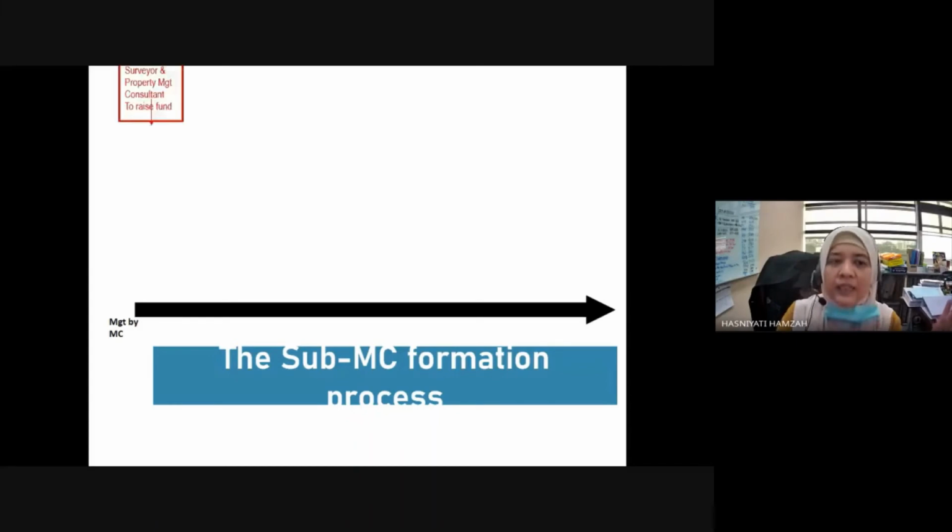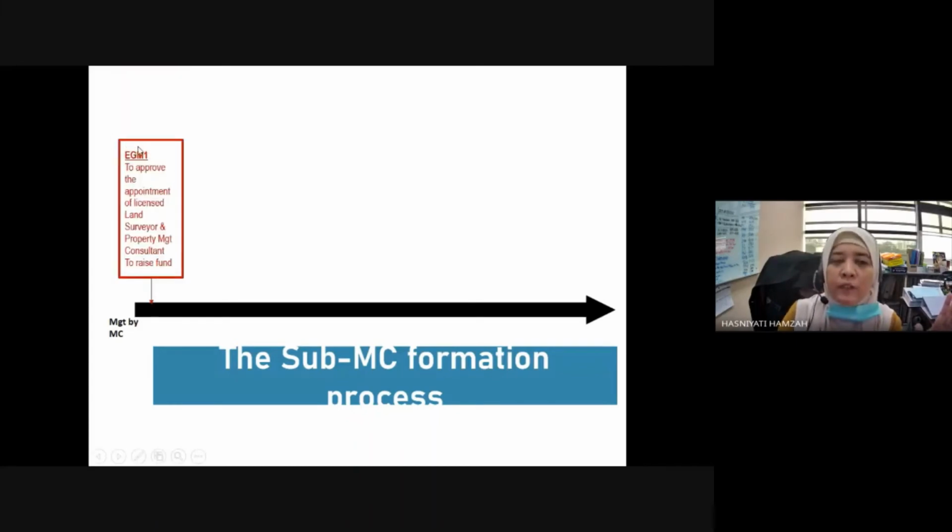They agree on that. They will have the first EGM, general meeting pertama tu, the first EGM. Here is to approve the appointment of licensed land surveyor and property management consultant, and also to raise fund. Dia kena bayar tau, the land surveyor just now, and it's not just any amount. That's why I think the Mount Kiara punya case, nanti later on tomorrow I will try to recall how many years, about 4-5 years. The MC more than that, and they were in existence, they collected enough money, then only they proceeded with the appointment of the licensed land surveyor because it's expensive, sangat mahal.